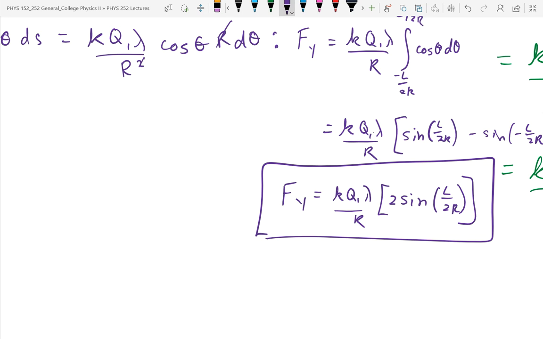One last thing I didn't do, I have lambda. I should substitute back in lambda. Lambda, we said, was the charge 2 divided by the length of the wire. And so there is our full answer for in the y direction, except for it's going to be negative, not positive.